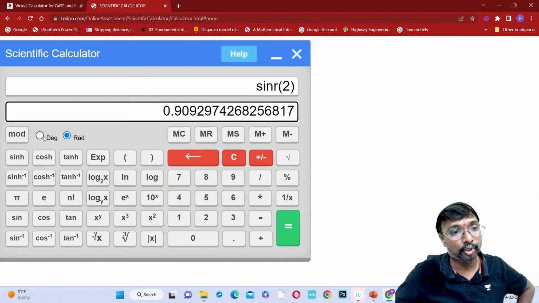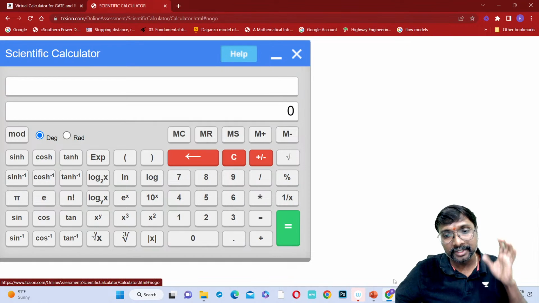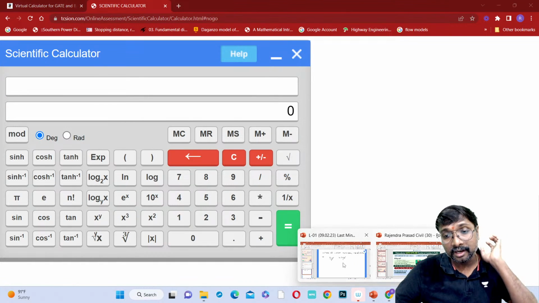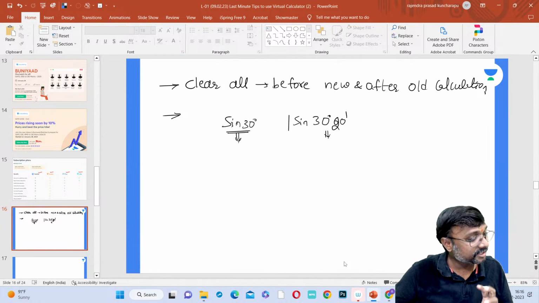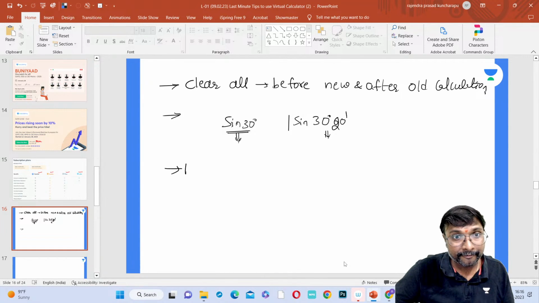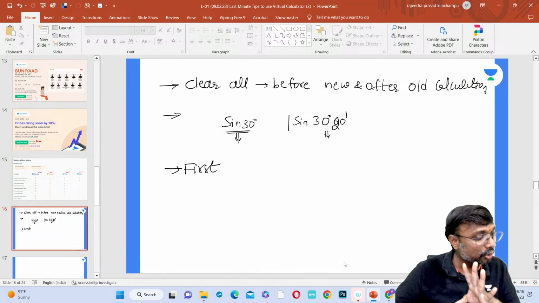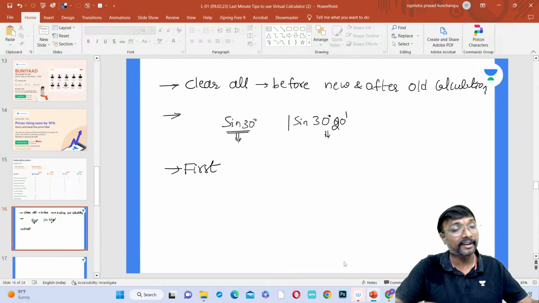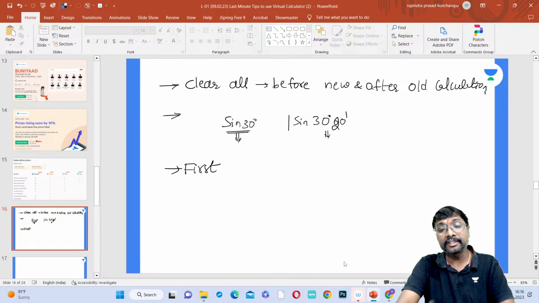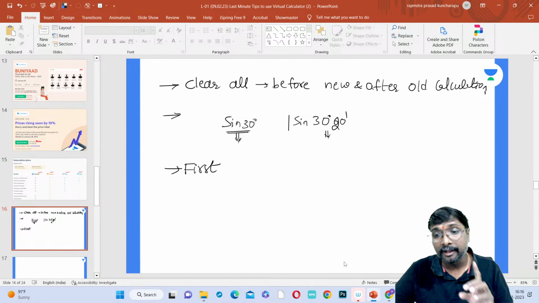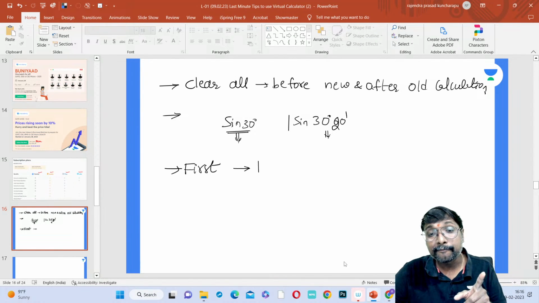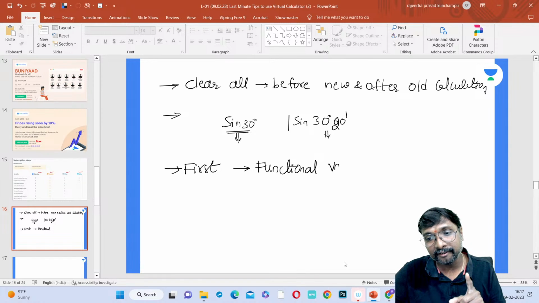So that much you will be getting, right? Whenever you are using degrees or radians, whatever it is, first, what is it that we have to enter? First enter the functional value, for any function. It is not only for trigonometric functions, but all other functions also. First we have to enter which value? The functional value.